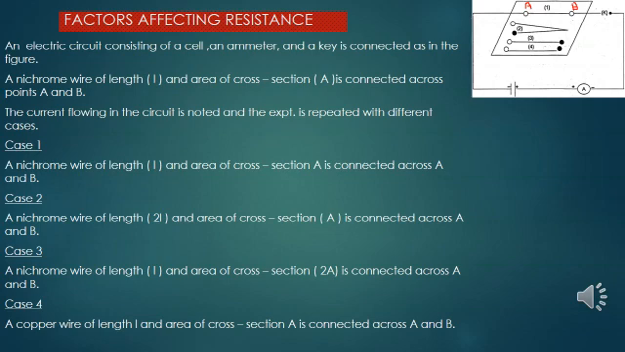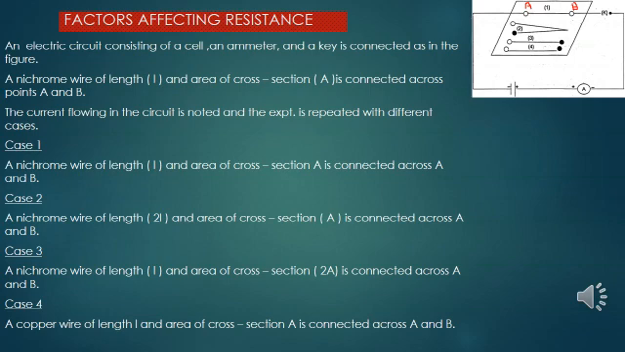In the third case, a nichrome wire of length L and thickness or area of cross-section 2A, that is twice, is connected across A and B. So what do we find in this case? We find that the current is doubled. It can be clearly understood because as the thickness is increased, the electrons get more space to move, and as a result, the hindrance or the opposition will be less. Or we can say that resistance is inversely proportional to the area of cross-section of the conductor.